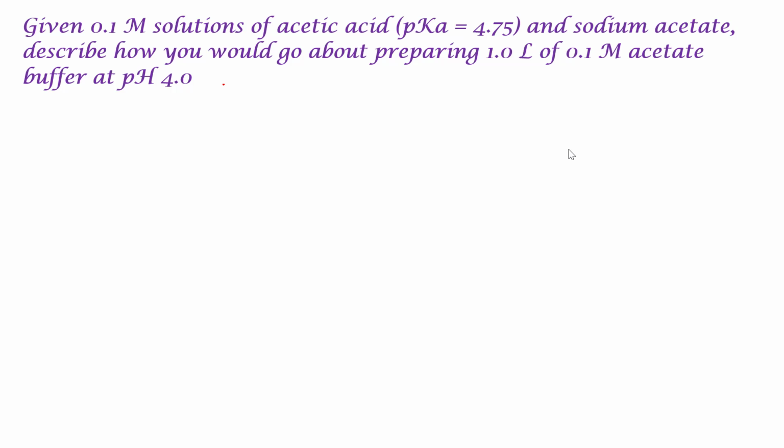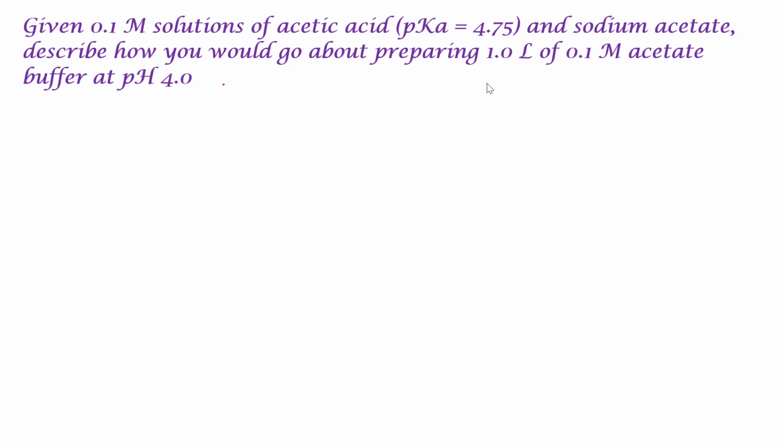All right, so we're going to work on this problem, and I would like to read it out before we start because it does require some clarification. The problem says: given 0.1 molar solutions of acetic acid, whose pK is 4.75, and sodium acetate, describe how you would go about preparing 1 liter of 0.1 molar acetate buffer at pH 4. Okay, that's what the problem says.